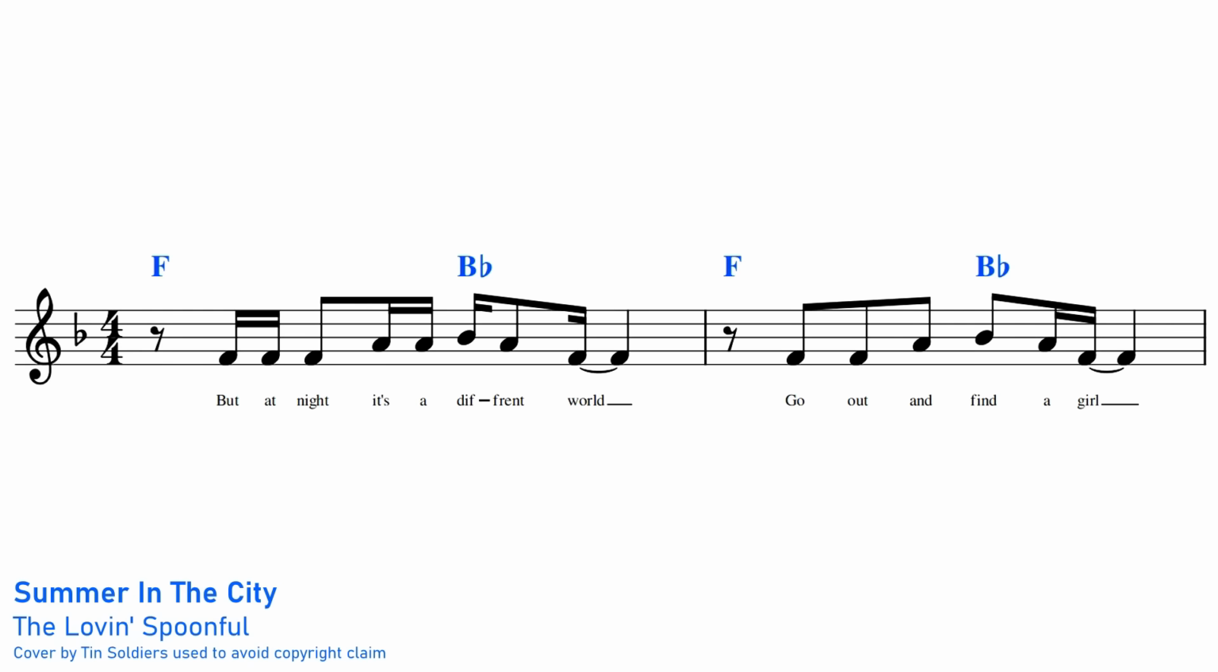Summer in the City by the Loving Spoonful also uses a 2-5-1 to modulate. The chorus of Summer in the City starts in F major.